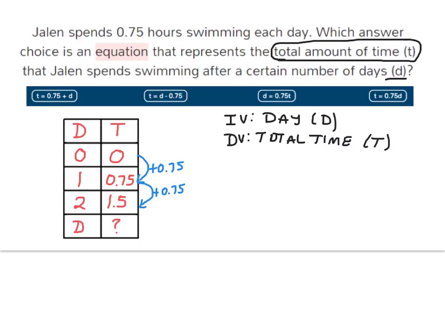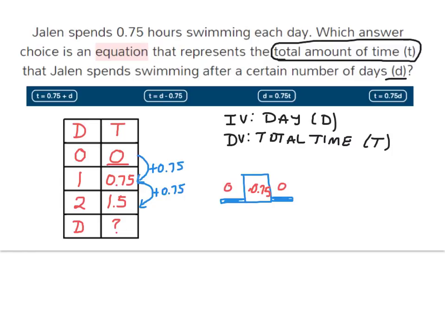So let's go ahead and draw our machine. In our machine, let's go ahead and multiply 0.75 because that's the shortcut to repeated addition. And let's check to see if this works. Let's put 0 in the machine. 0 times 0.75 is 0, so it works because my time comes out as 0.